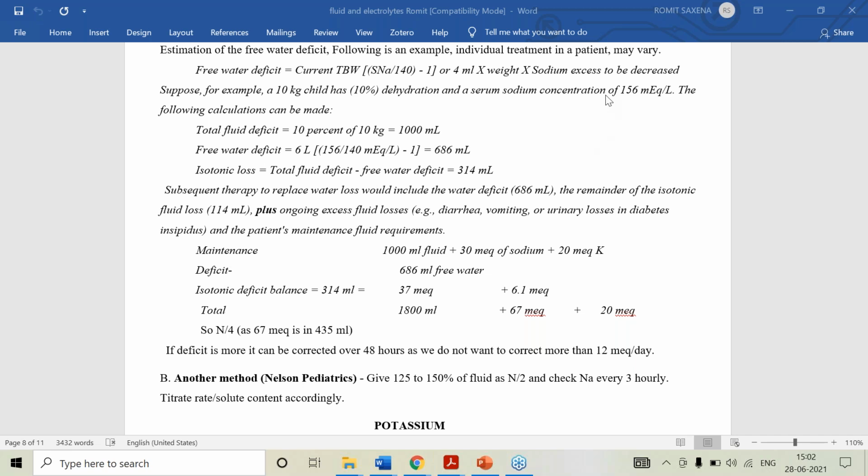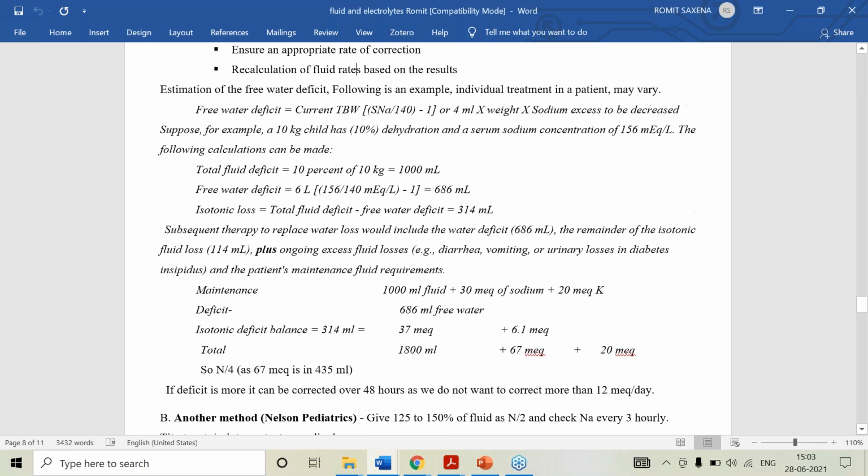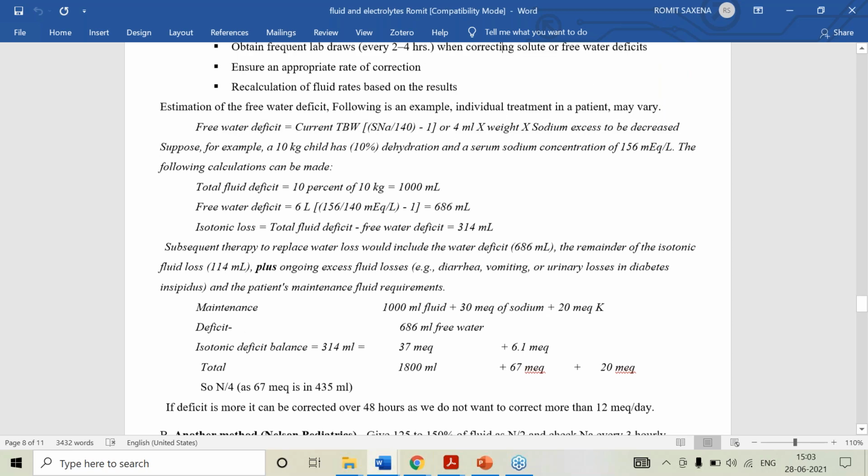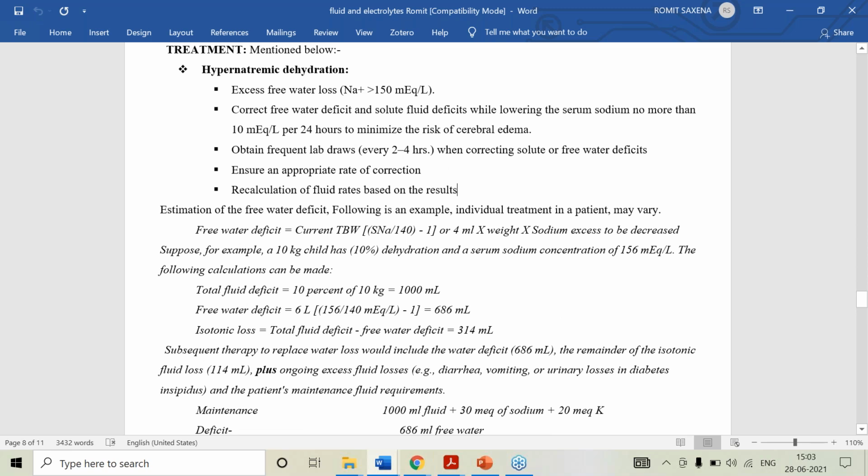Okay, fine. So here you can see, let's talk about this. If you have a patient with sodium abnormalities, we need to make sure. If you have hypernatremia, we need to correct two things: the free water deficit as well as the solute deficit. What is important is that the rate of correction has to be optimized. So let's start with the free water deficit.